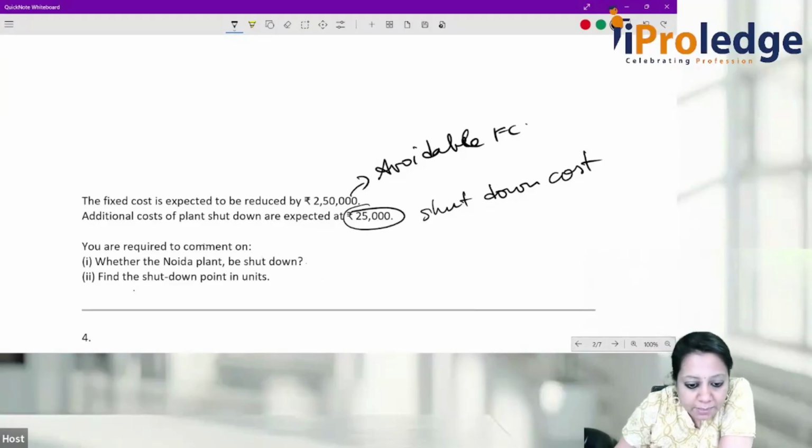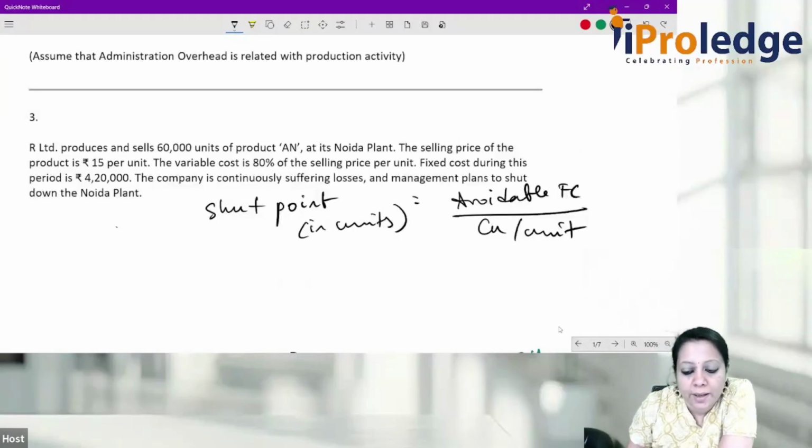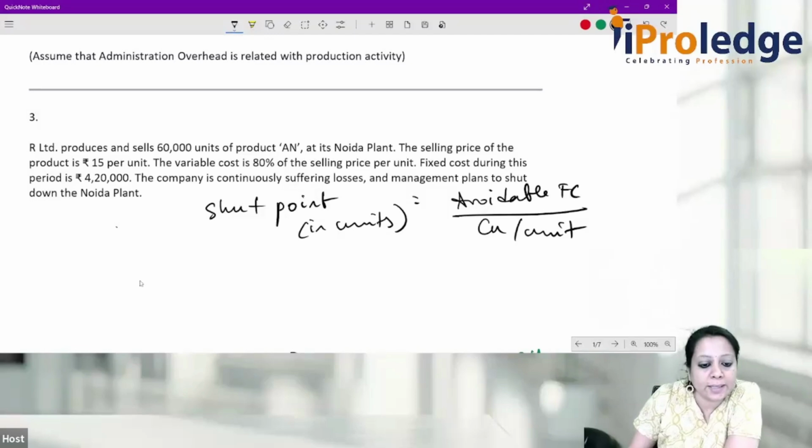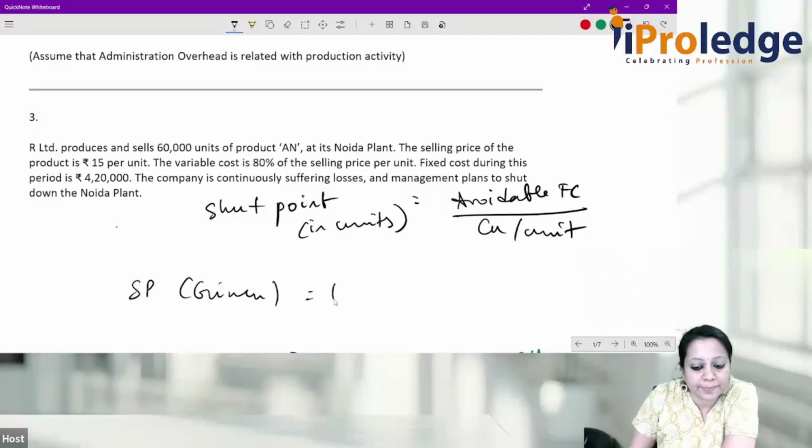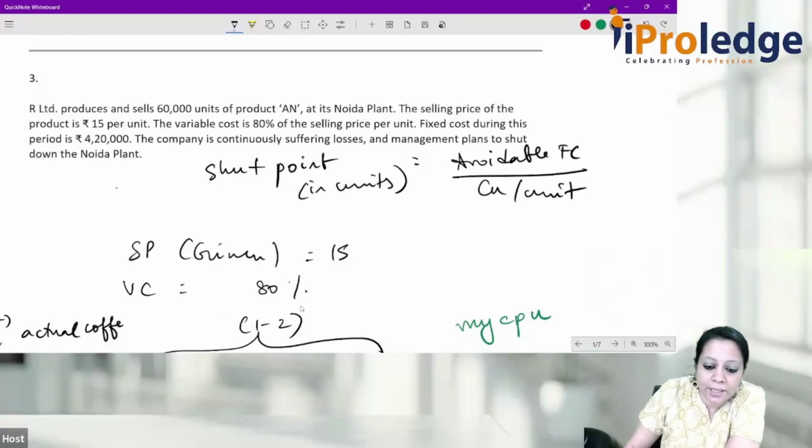Now, they're asking me whether it should be shut down or not, and to find the shutdown point. Okay, we will discuss both. Now, contribution per unit is very simple. Selling price is given to be 15. Variable cost is equal to 80%, which means PVR is going to be 20%.